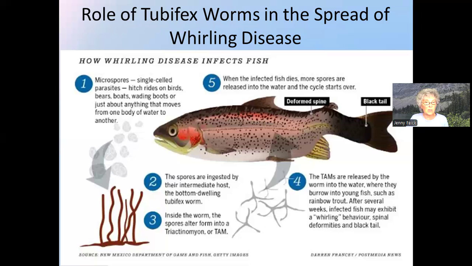When an infected fish dies or gets eaten by a predator, the TAMs create tiny microspores that get released into the water. These microspores can hitch rides on anything in the water, even the bottom of your feet or the crevice in your elbow, under your arm, anything, the bottom of your stand-up paddleboard or canoe. So if there are tubifex worms in the pond or stream and they ingest the spores, that cycle starts all over again.